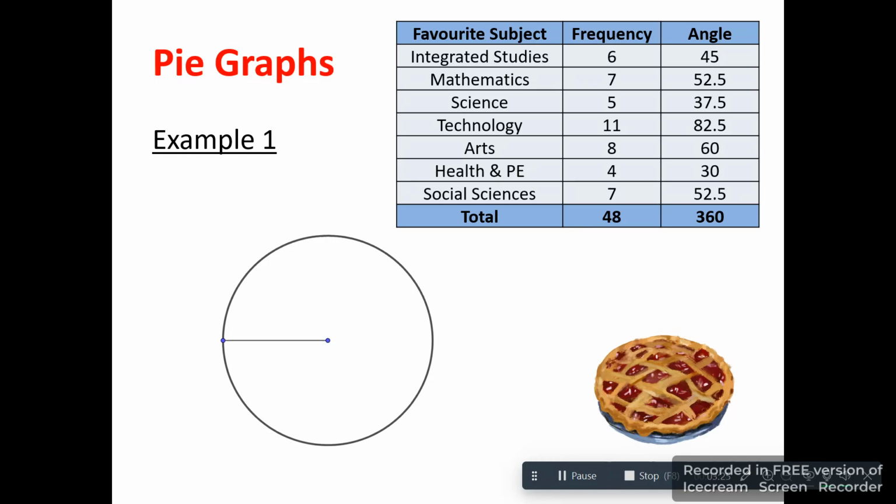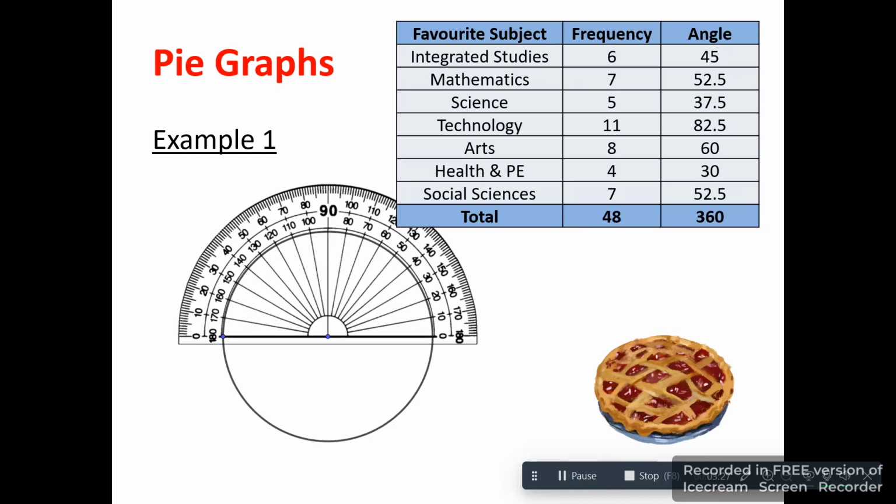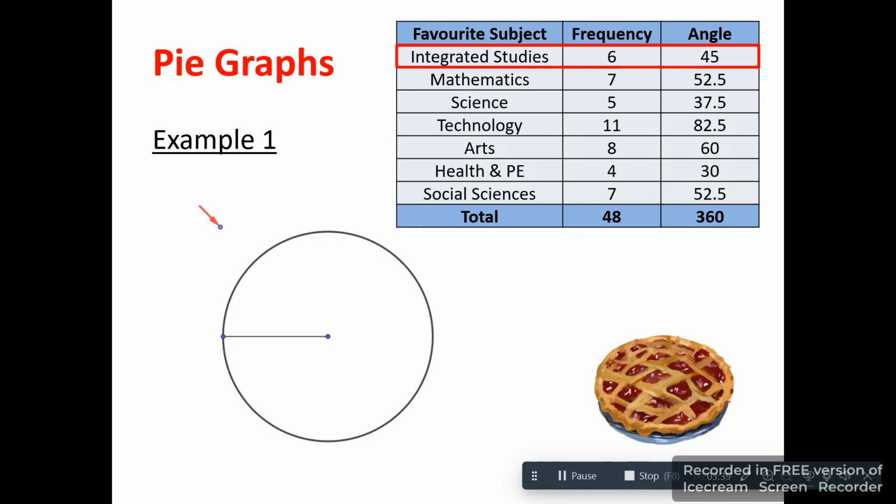Drawing your radius, and now we're going to line up our protractor on this radius. Starting from the 0, count around the first angle, which is integrated studies, and that's an angle of 45 degrees. So count out to 45 degrees, put a mark here, and draw in a radius to get your sector for integrated studies. Now we're going to move on to the next, mathematics, which has got an angle of 52.5 degrees.